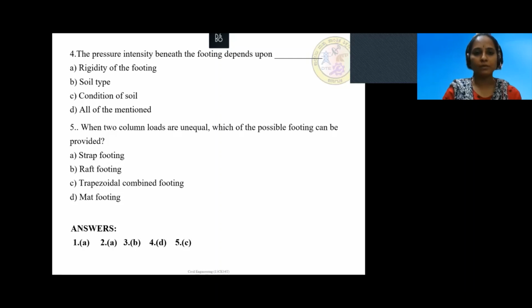Then question number 5. When two column loads are equal, which of the possible footings can be provided? Option A, strap footing. Option B, raft footing. Option C, trapezoidal combined footing. Option D, mat footing. Okay. The answer is option C, trapezoidal combined footing. Right? So it will give more strength to the foundation.